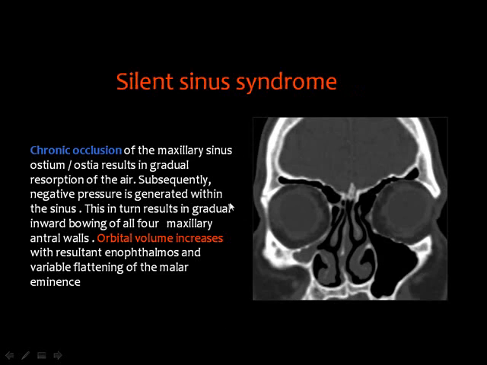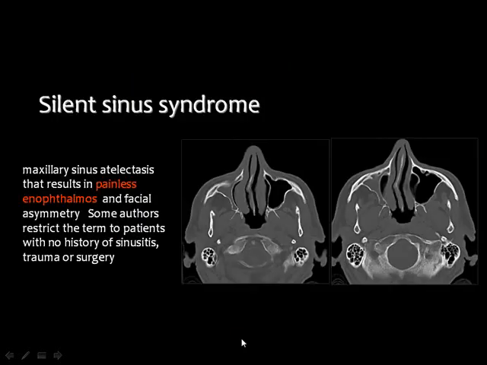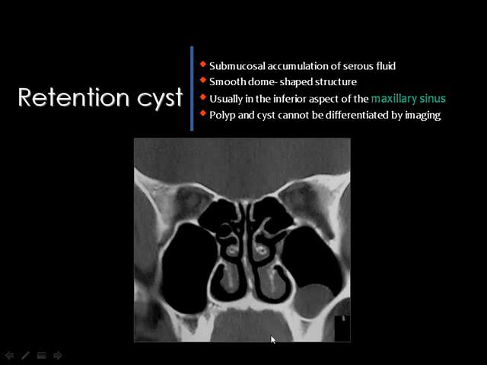Then the silent sinus syndrome is the syndrome resulting from chronic occlusion of the maxillary sinus and gradual absorption of air from the sinus, resulting in a small, partially or totally opaque maxillary antrum. And you can see this is the normal antrum, which is aerated, and this is the small sinus on the contralateral side. And this is another example of silent sinus syndrome affecting the right maxillary antrum, which is opaque and smaller than the left one, which is normal.